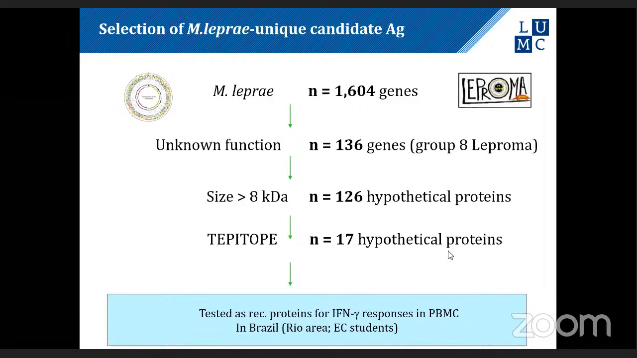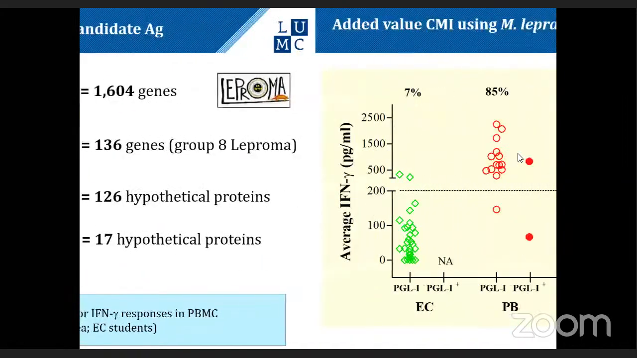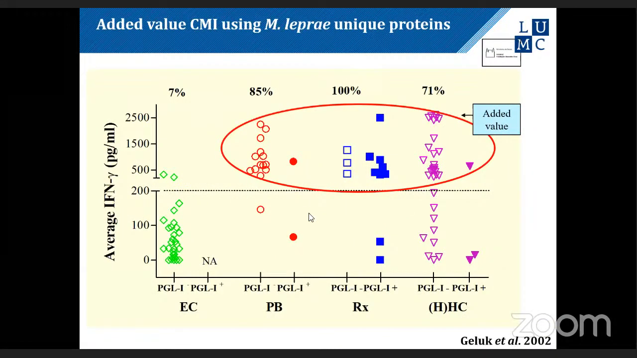And we tested those proteins as recombinant proteins in PBMC, so using PBMCs of leprosy patients and controls in Brazil, in the Rio area, together with the Fiocruz group. So what we saw was the following. In individuals, so endemic controls on the left, these were students, actually students at Fiocruz at this time, and most of them were also PGL1 negative. And we saw that hardly any of those had a response of their T cells against these proteins. However, the contacts here on the right, the contacts of the leprosy patients, we did see interferon gamma responses against the unique Mycobacterium leprae proteins.